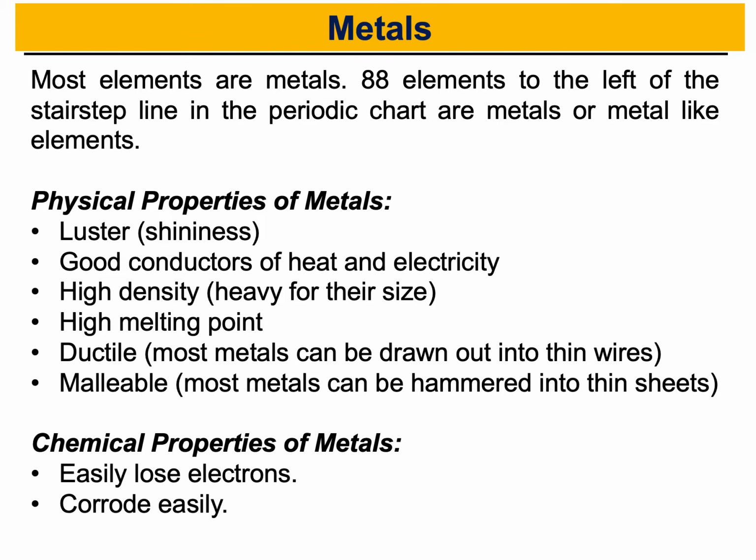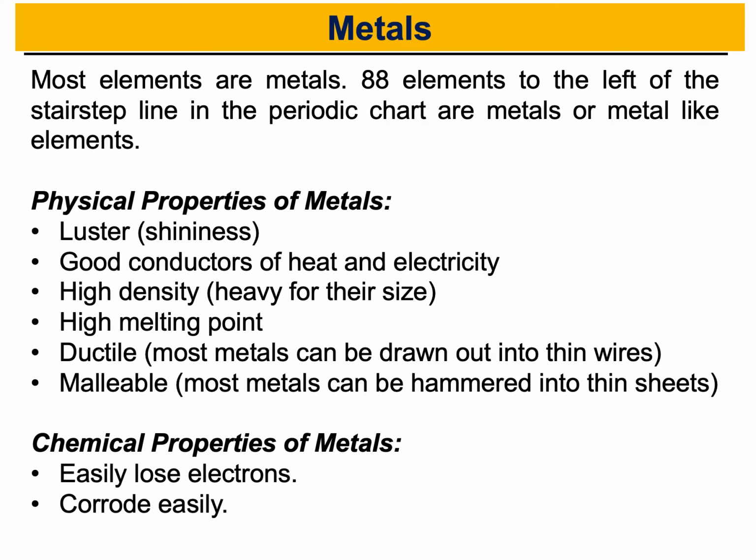So, a quick review: most elements are metals, 88 elements in the periodic table. To the left of the stairstep line are metals or metal-like elements. So what are their physical properties? You can read them and you can see they're shiny, they reflect light, they're good conductors, they have high density, high melting point, and they're ductile, so you can shape them easily into the form that you want. And this is one of the applications.